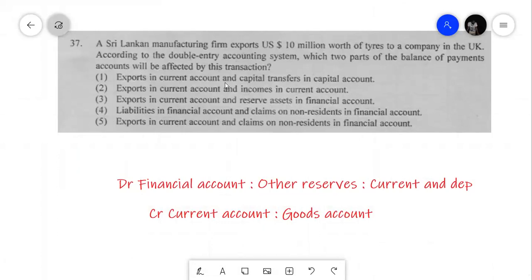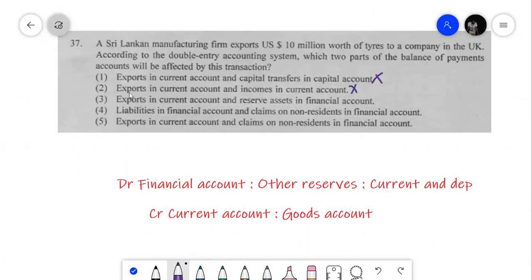Exports in the current account? Capital transfer in the capital account? No, it's not a capital transfer. Incomes in the current account? No. Exports in the current account, yes. Current account, your goods account, your exports. And reserve assets in the financial account, yes. So financial account, other reserves, currency and deposits. Correct. Liabilities in the financial account? No. You're getting money, it's not a liability, not claims of non-residents. So the answer is the third one.